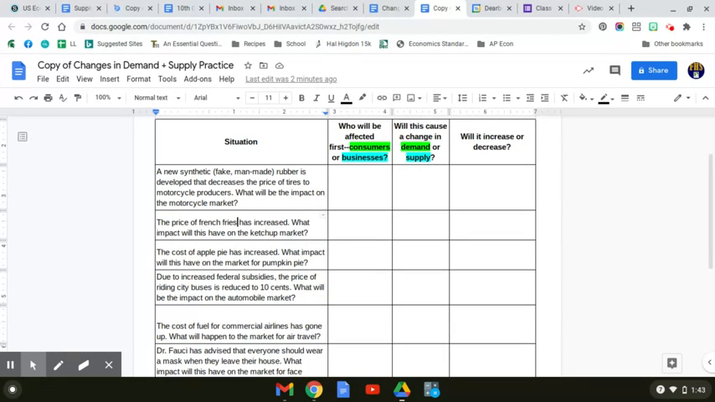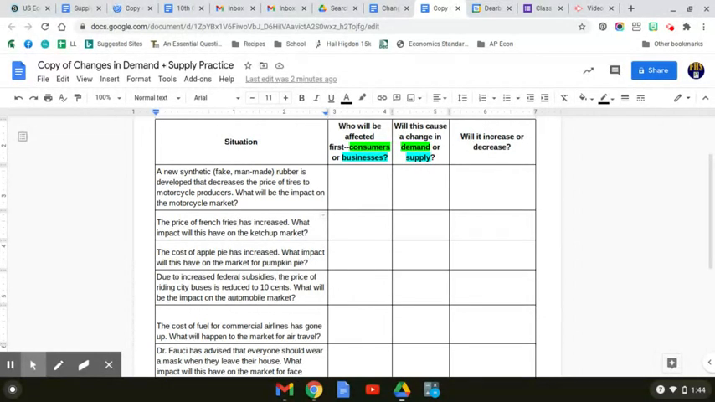And then supply, we know, is the willingness and ability of businesses to produce and sell an item. So if you put that the business is going to be affected, you know it's going to be a change in supply. Notice that I don't ask about the shifters. The shifters are going to be helpful to think about, but I'm not requiring you to tell me exactly what shifter is at play in this situation. All right, so we're going to look at that first situation.